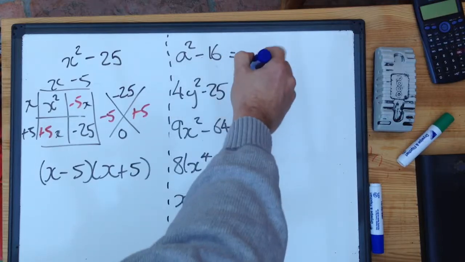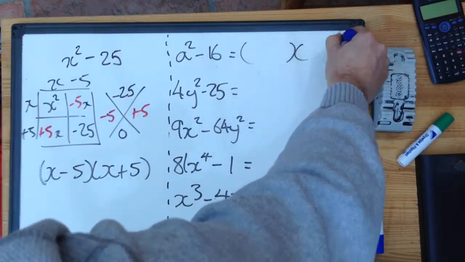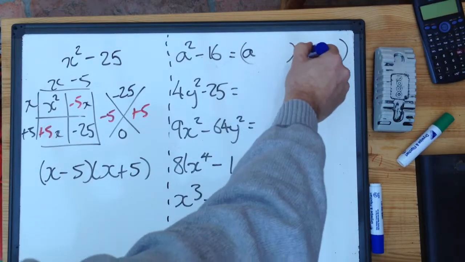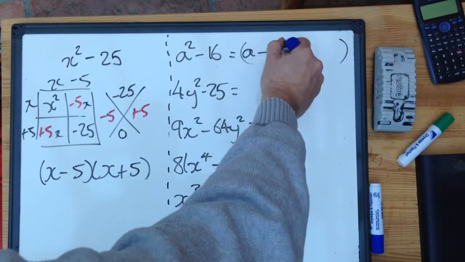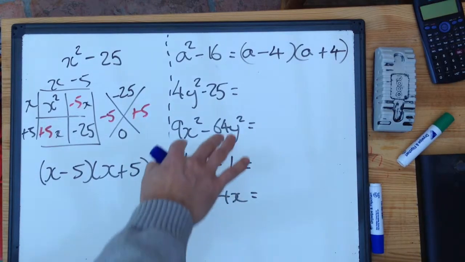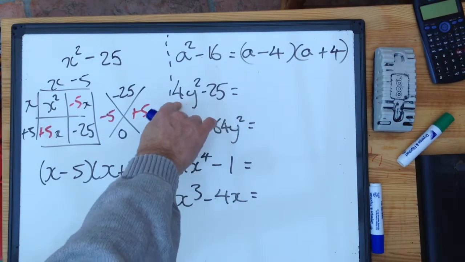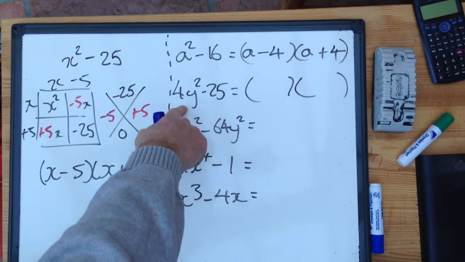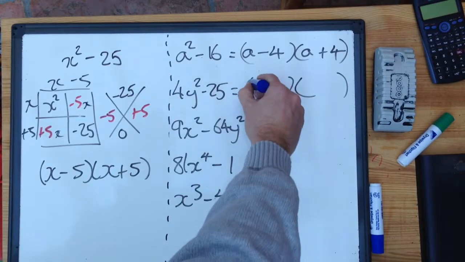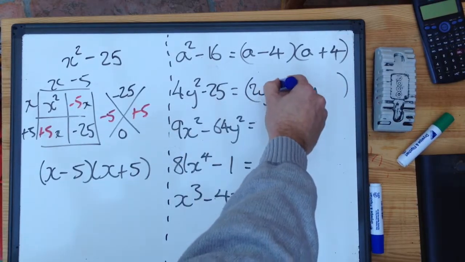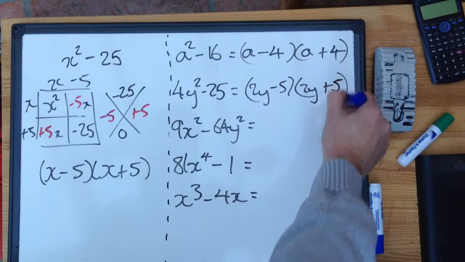So a squared minus 16. Again, we need two brackets. In the brackets at the start we have a and a minus the square root of 16 plus the square root of 16. And there's our factorisation. This one's slightly more complicated because of the 4y squared. So let's put our two brackets in place. Well, the square root of 4y squared is 2y, so that goes at the front of the brackets. Square root of 25 minus 5 plus 5.